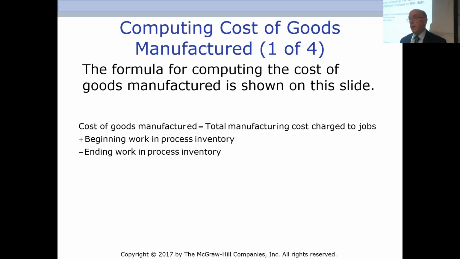Cost of goods manufactured plus the beginning balance of finished goods inventory minus the ending balance of finished goods inventory. That'll give you cost of goods sold. That's the only difference between the two. The finished goods inventory, the change in the balance.